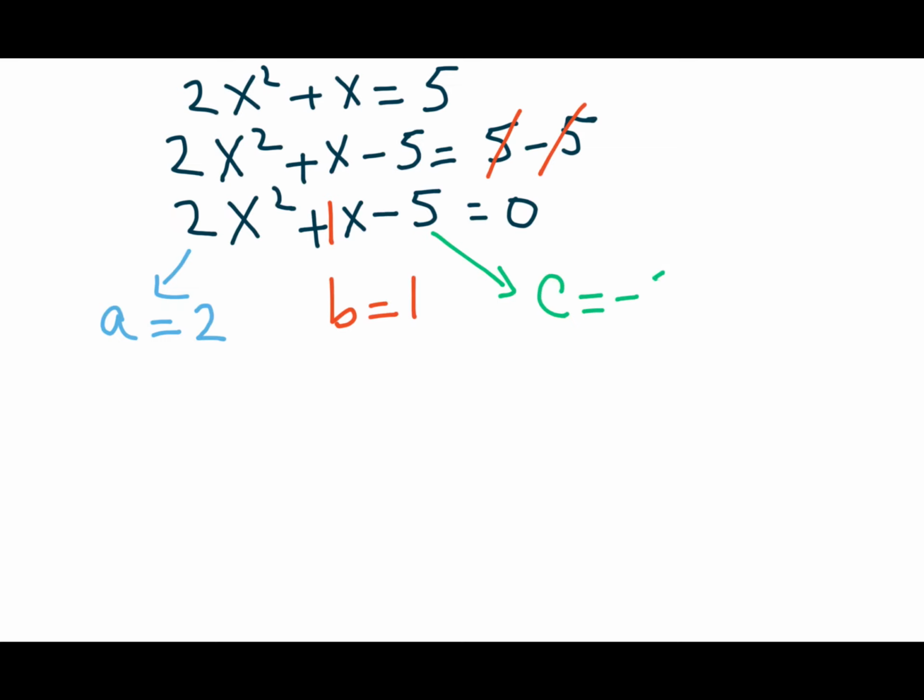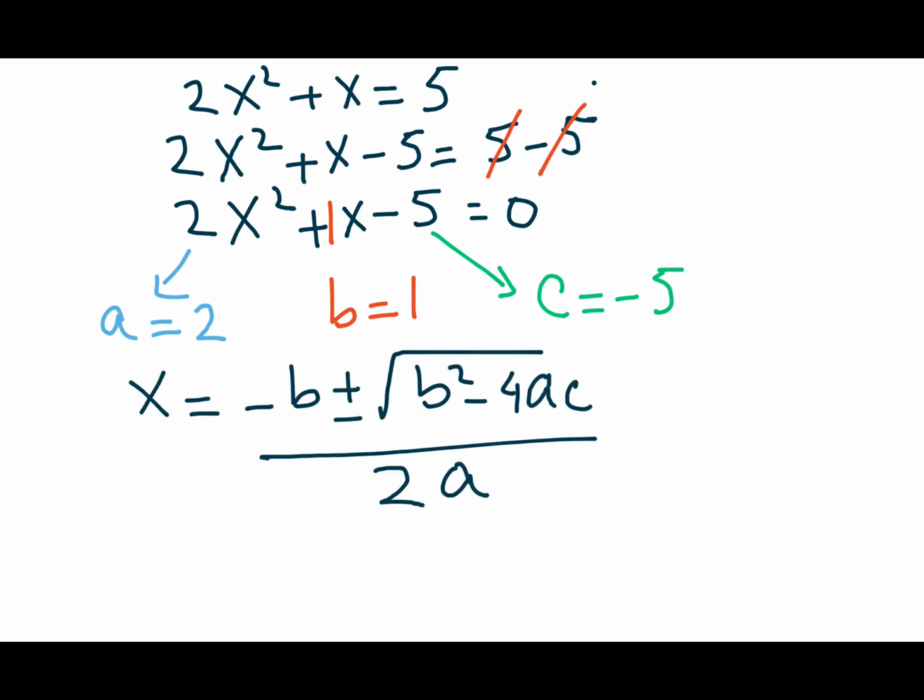c equals minus 5. Now the quadratic formula is x equals minus b plus or minus the square root of b squared minus 4ac, divided by 2a. Let's plug in a, b, and c in the quadratic formula.